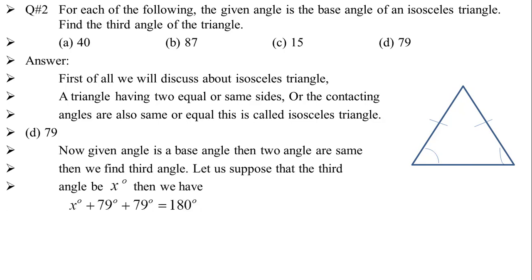So we can write that x plus 79 plus 79 is equal to 180. We can add 79 plus 79, which is equal to 158. Then x degree plus 158 degree is equal to 180 degree. Now x is equal to 180 minus 158. Then the final answer is x is equal to 22 degree.